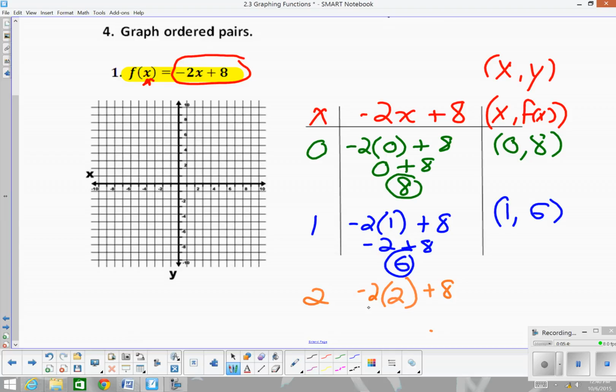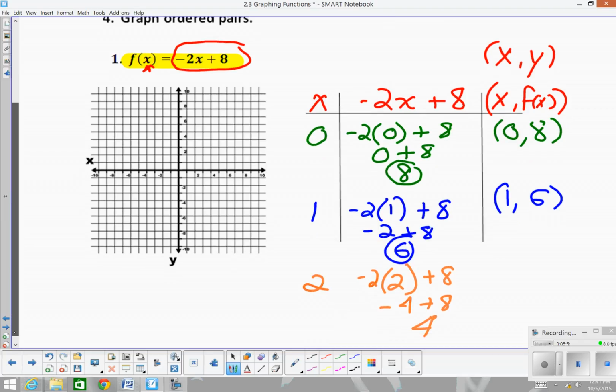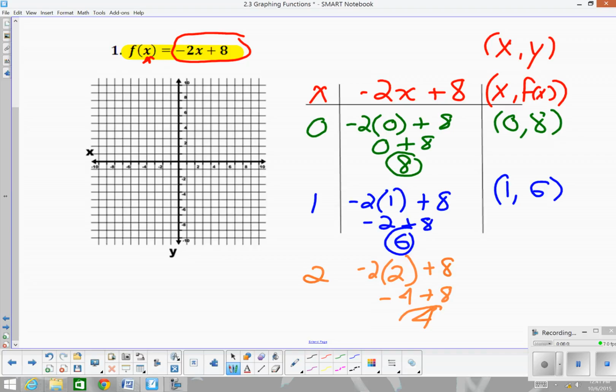So it's going to be negative 2 times 2 plus 8. So that's simply going to evaluate. Negative 2 times 2 is negative 4. Bring down what I use, plus 8. Negative 4 plus 8 is simply 4. So lastly, my input is 2, my output is a 4, so my ordered pair is going to be simply 2, comma, 4.